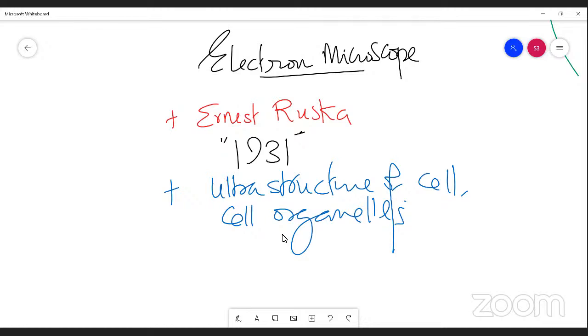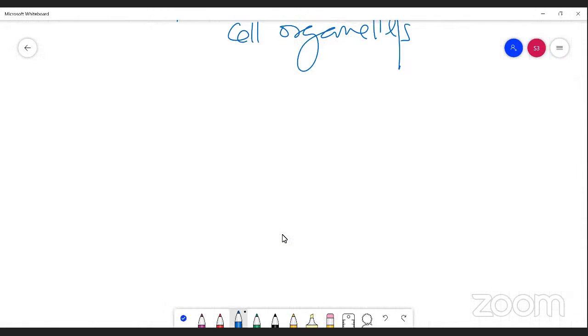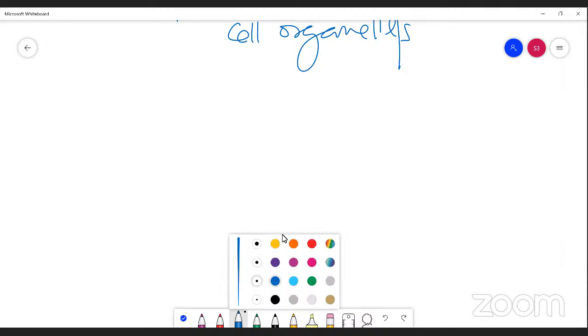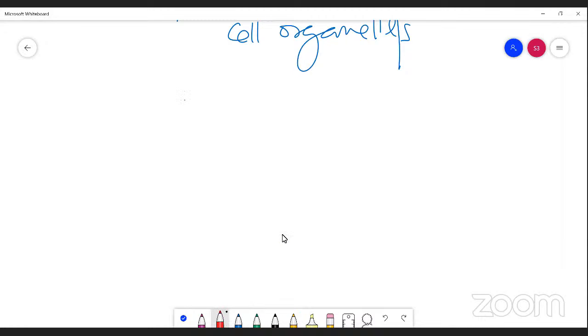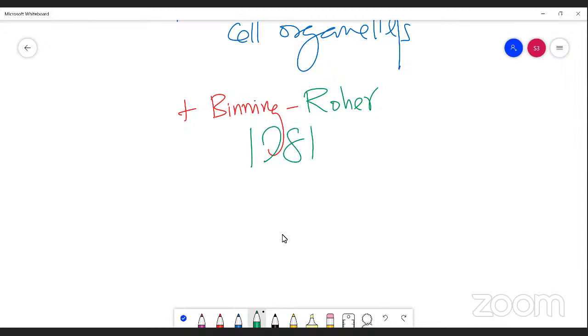And later on, there are two people who jointly developed such an instrument, called the electron microscope. Namely, Binning and Roher, in the year 1981. These two scientists developed this electron microscope.